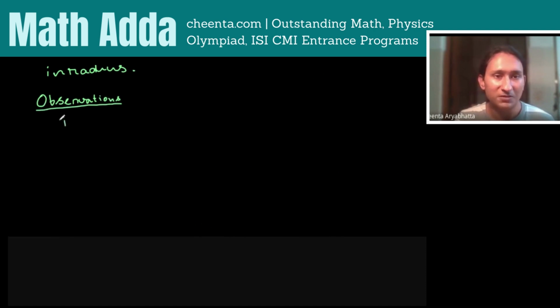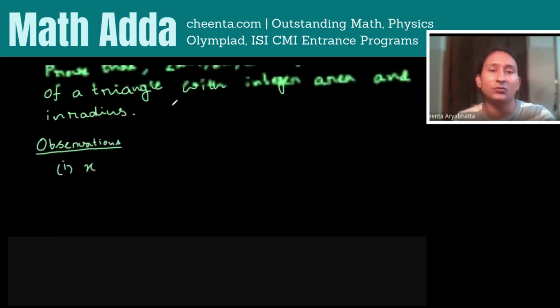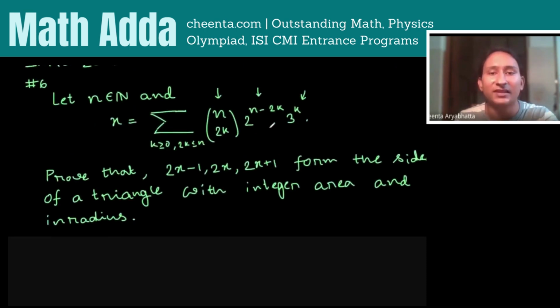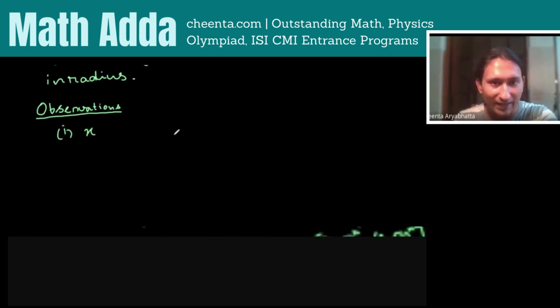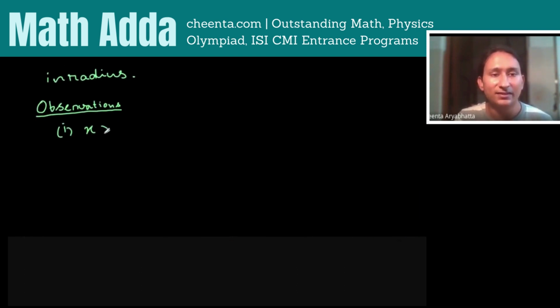By the way, observation number one: x is positive. X is in fact greater than or equal to 1, because the first term in this sum is actually 2 power n, which is greater than or equal to 1. So x is positive and x is greater than or equal to 1.